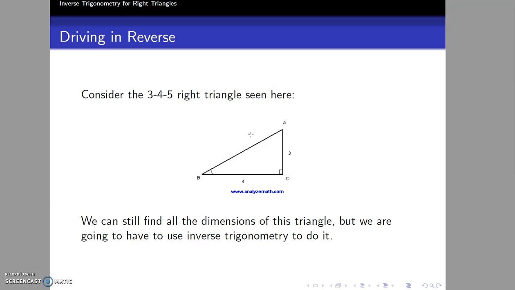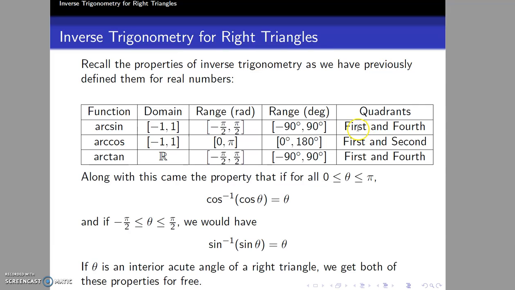And the way we're going to do that is to use inverse trigonometry, right? The reason we had created arcsine and arccosine and arctangent was to undo sine, cosine, and tangent. So if you could tell me that sine of an angle was 3 over 5, then if you were to take the arcsine of 3 over 5, you would have that angle. Let me show you what I mean here.